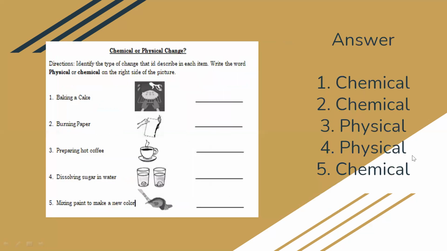Now for our answer, for number one, we have baking a cake. So the answer is chemical. Number two is burning paper, so chemical. Three is preparing hot coffee, physical. Dissolving sugar in water, physical. And mixing paint to make a new color, that is chemical.